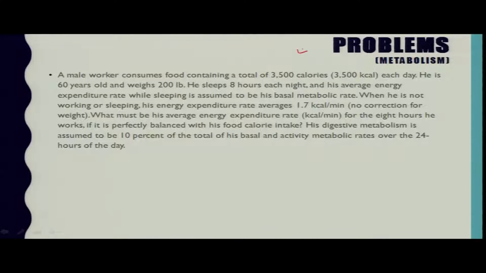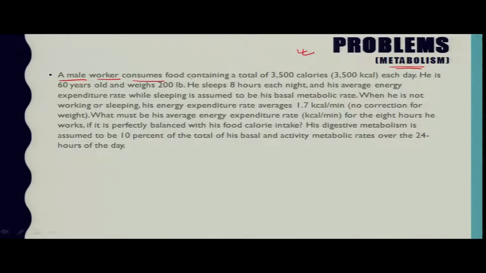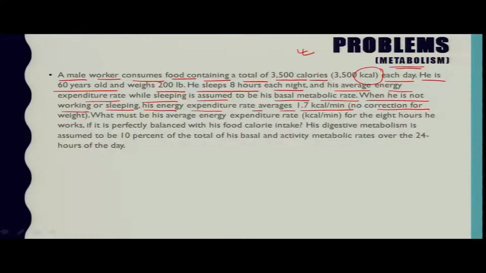So here there is another example which is based on your metabolism. The question I have put says that a male worker consumes food containing a total of 3500 calories, that is expressed in kilocalorie, each day. He is 60 years old and weighs 200 pounds. He sleeps 8 hours each night and his average energy expenditure rate while sleeping is assumed to be his basal metabolic rate. When he is not working or sleeping, his energy expenditure rate averages 1.7 kilocalorie per minute. No correction for weight. What must be his average energy expenditure rate, expressed in kilocalorie per minute, for the 8 hours he works?